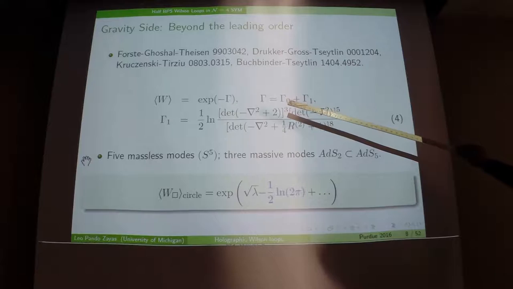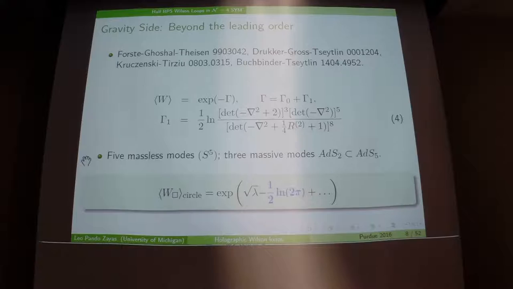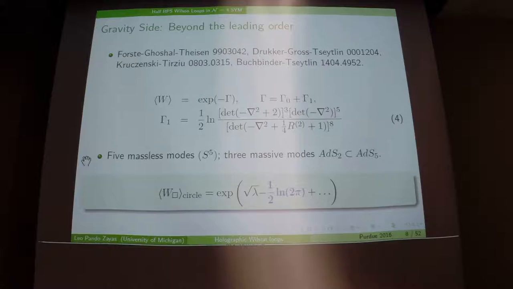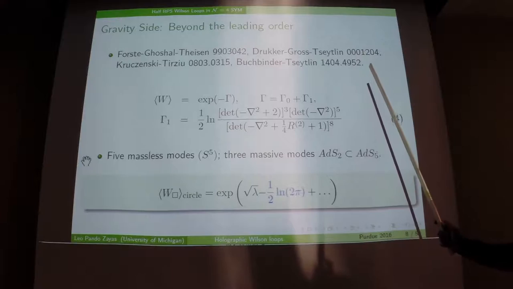And then there are the five massless modes of fluctuations on the sphere of AdS5. And then, of course, there are the fermions. But you can compute this ratio, and what you get is this expression. Okay? And I want to emphasize that this is not an error. So many people over many, many years have done this. Drukker and Gross did it in 2000, and they get this result.